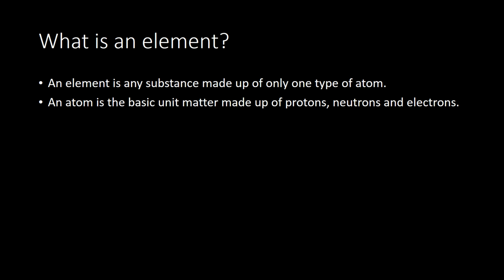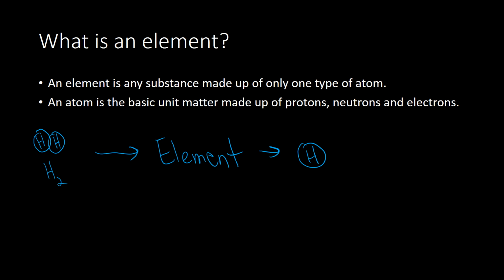An element is any substance made up of only one type of atom. An atom, if you recall, is the basic unit of matter in chemistry, made up of protons, neutrons, and electrons. Let's take, for example, hydrogen gas, which is H2. Hydrogen gas is an element because it is made up of only hydrogen atoms.